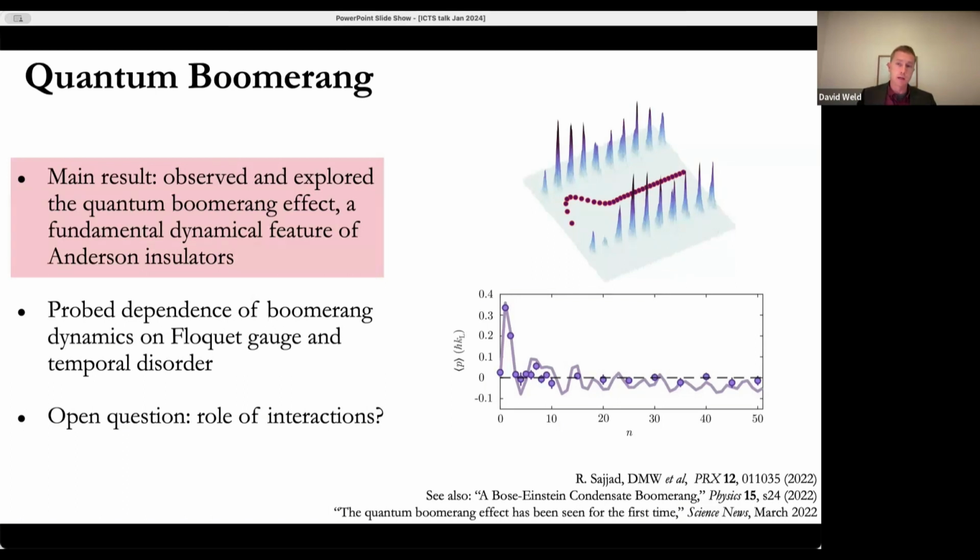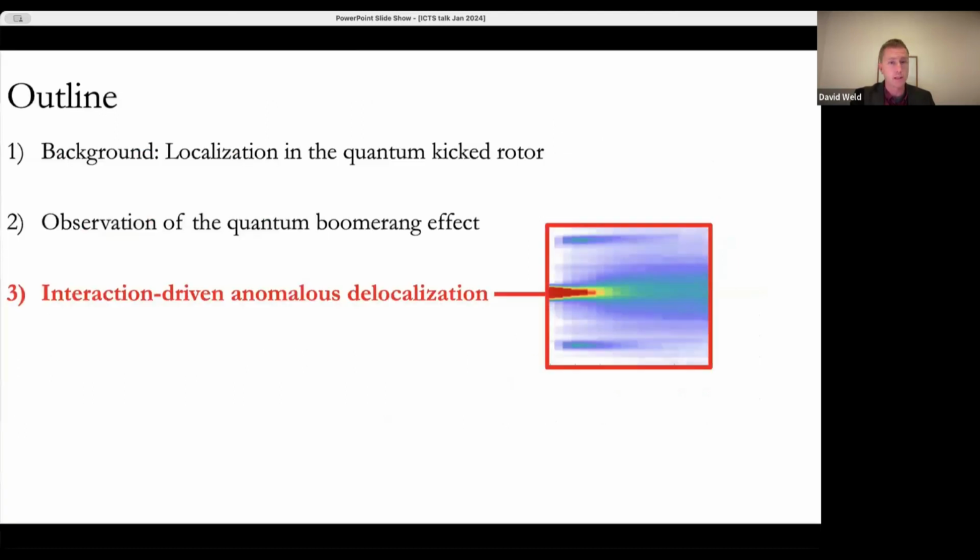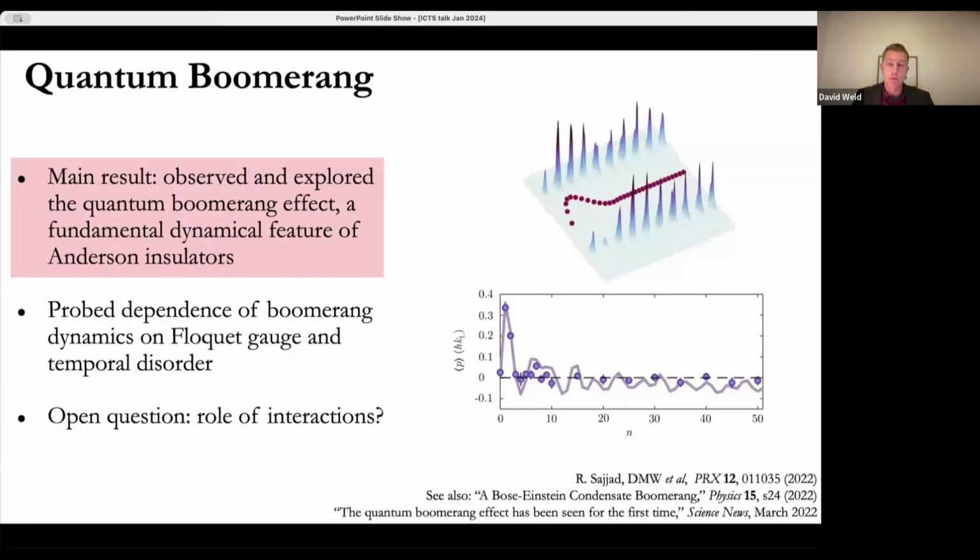One thing that was not explored at all in this experiment that you might wonder about is the role of interactions. How interactions affect the quantum boomerang effect is not something that we've actually looked at yet, at least not experimentally. But the next thing I want to talk about does involve interactions and the quantum kicked rotor, and that's this interaction-driven delocalization. So maybe before I move on to that, any other questions about the boomerang?